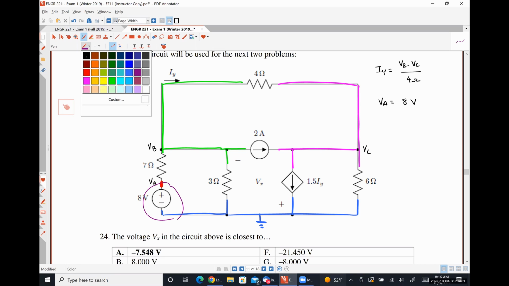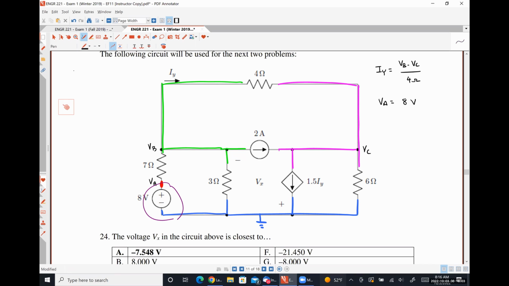So I'll jump over here to KCL at node B. Which is going to look like VB minus VA over 7 plus VB over 3 plus 2 amps plus VB minus VC over 4.